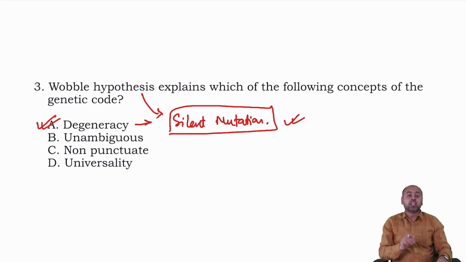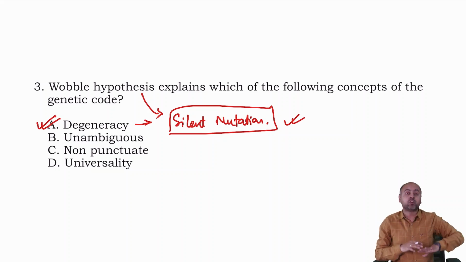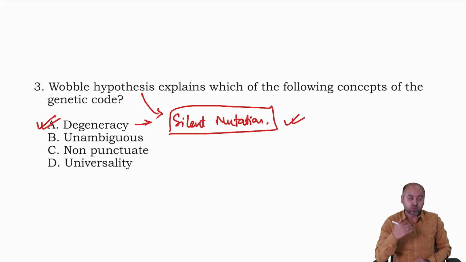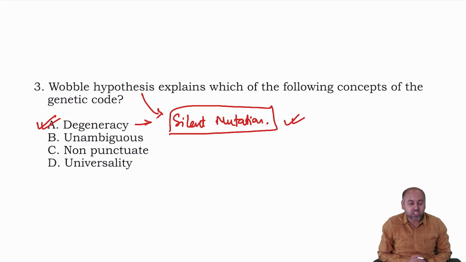So keep in mind, the Wobble phenomenon and the degeneracy are the responsible factors for the silent mutation. A change in the nucleotide doesn't result in a change in the amino acid in the translated protein because of these two factors. So the Wobble hypothesis explains the degeneracy. Together they are responsible for what is known as silent mutation. In spite of a change in the nucleotide sequence, a change in the amino acid sequence in the protein is not seen.